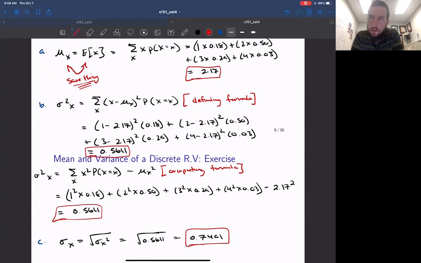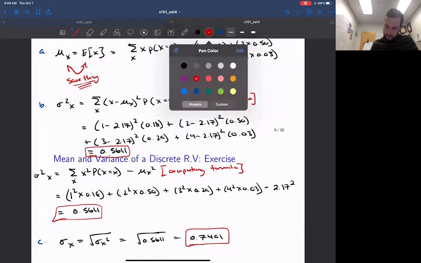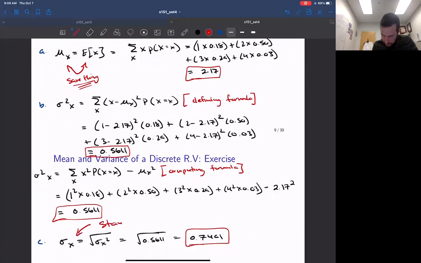All right. Any questions on those computations? C is telling us the standard deviation of X. No problem. Any other questions?